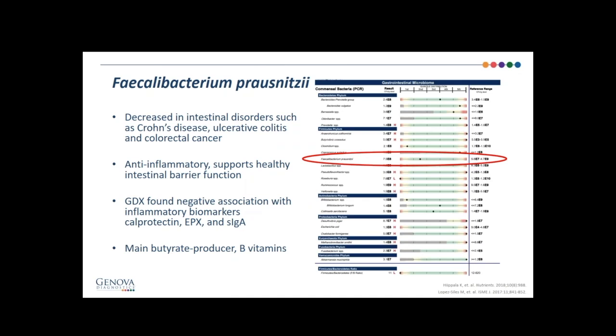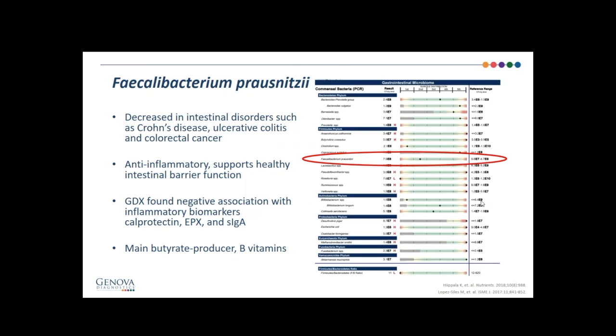Faecalibacterium prausnitzii is one of my favorites. It's decreased in intestinal disorders like Crohn's disease, ulcerative colitis, colorectal cancer. So we want to have a good amount of it. It's anti-inflammatory and supports healthy intestinal barrier function.